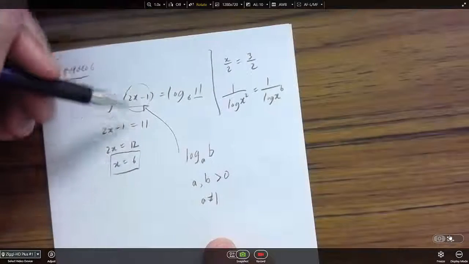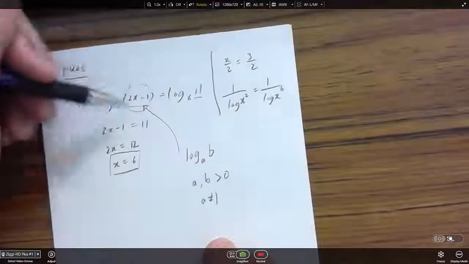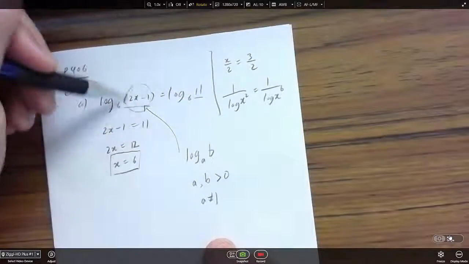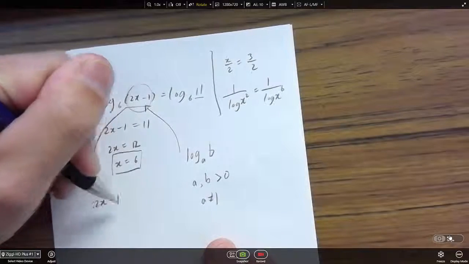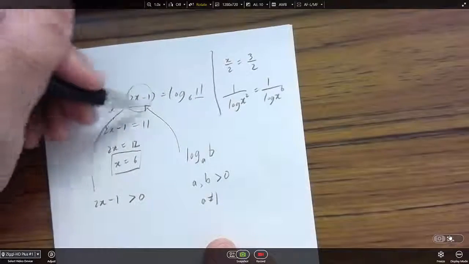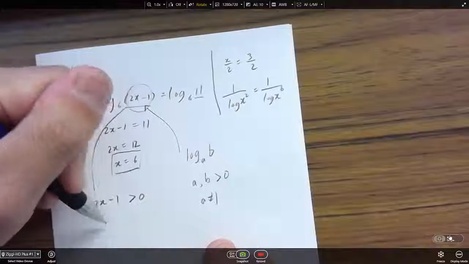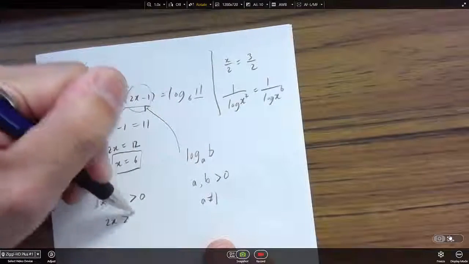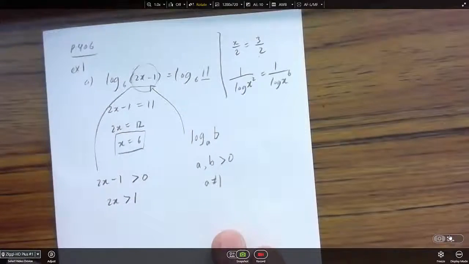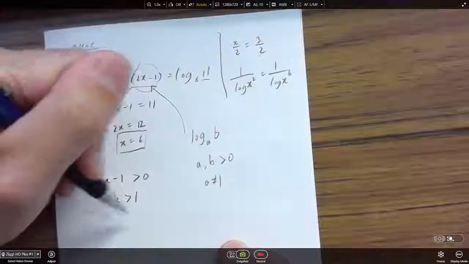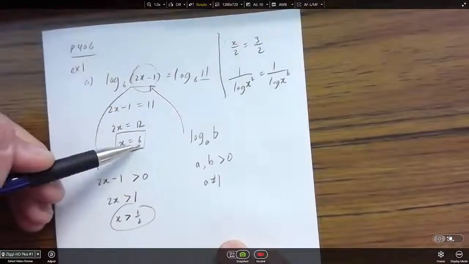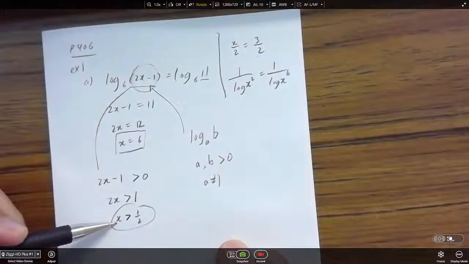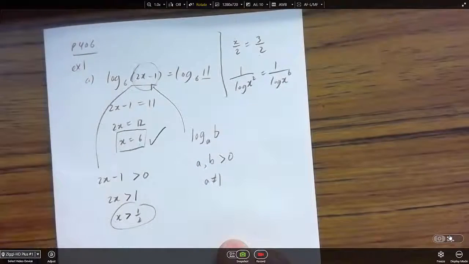So what I'm doing here is thinking of this as my b value. This here must be greater than 0. So let me write that down explicitly. 2x minus 1 must be greater than 0 because that's this variable here. And the restriction is 2x must be greater than 1. In algebra, you're allowed to divide both sides of an inequality. We have x is greater than 1/2. And indeed, when we say x is 6, 6 is greater than 1/2, so this here is a verified solution.